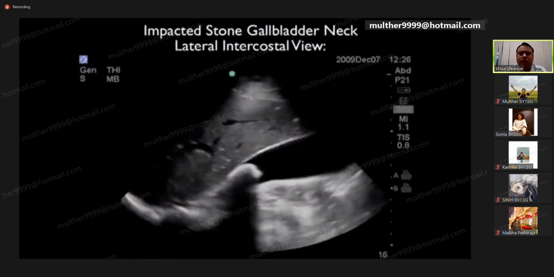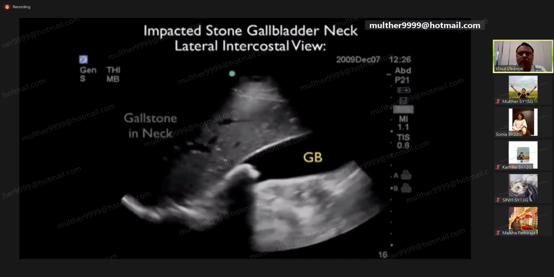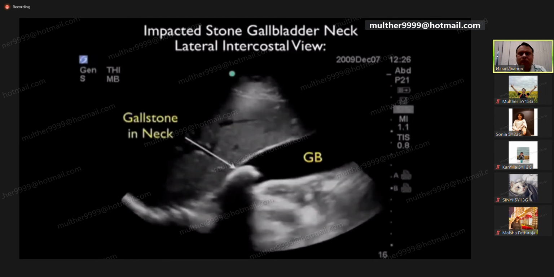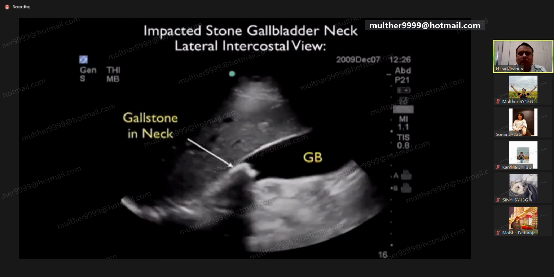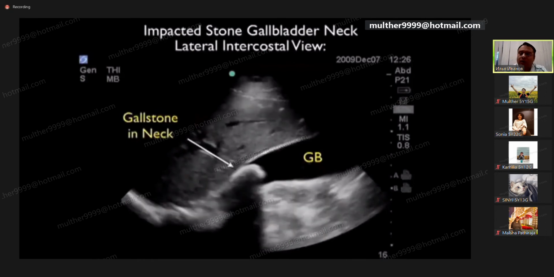Here's a video clip showing an impacted stone at the gallbladder neck, again taken from that lateral intercostal view that gives us those great long axis views of the gallbladder. We see the liver to the top of the image and the gallbladder inferior to the liver. And what is the reason for formation of the distal acoustic shadow behind the stone?